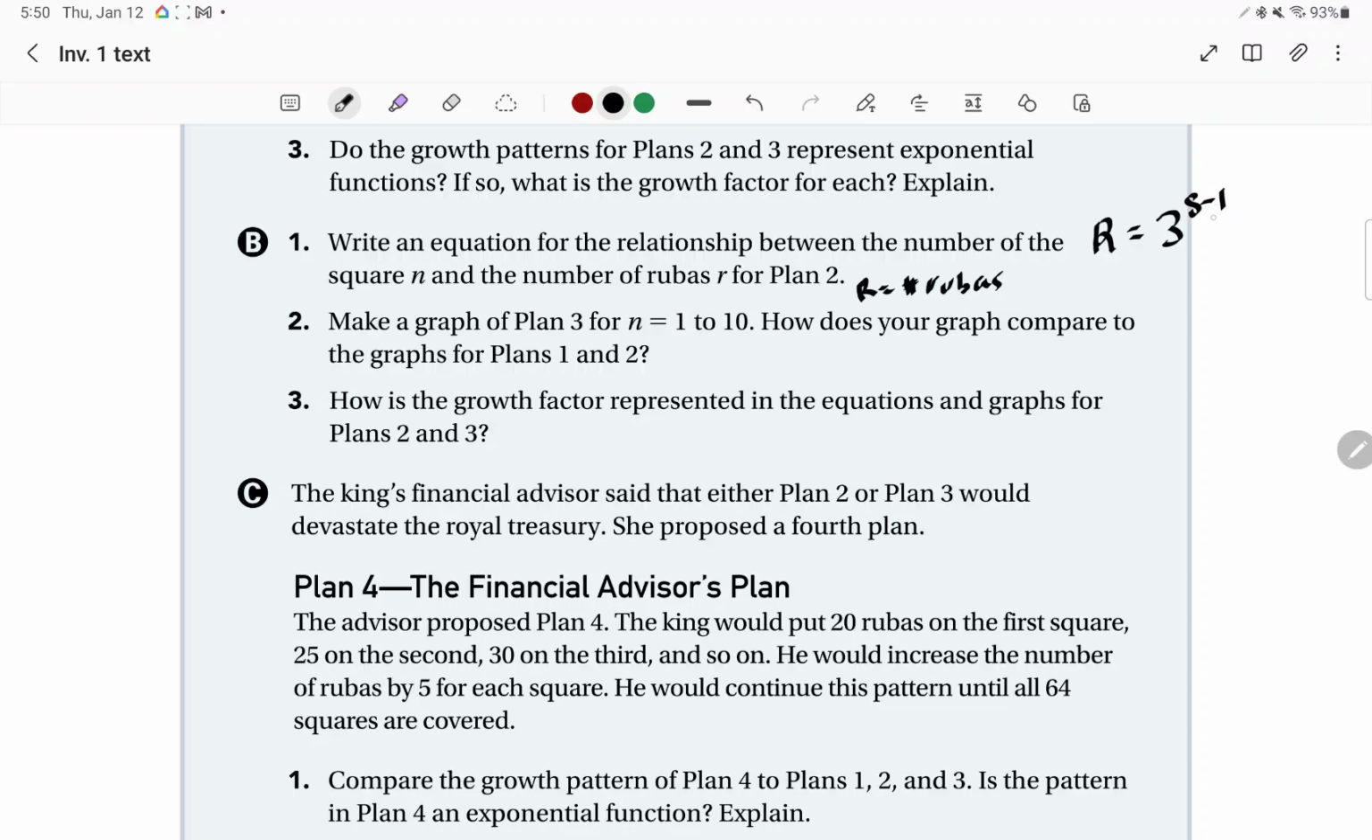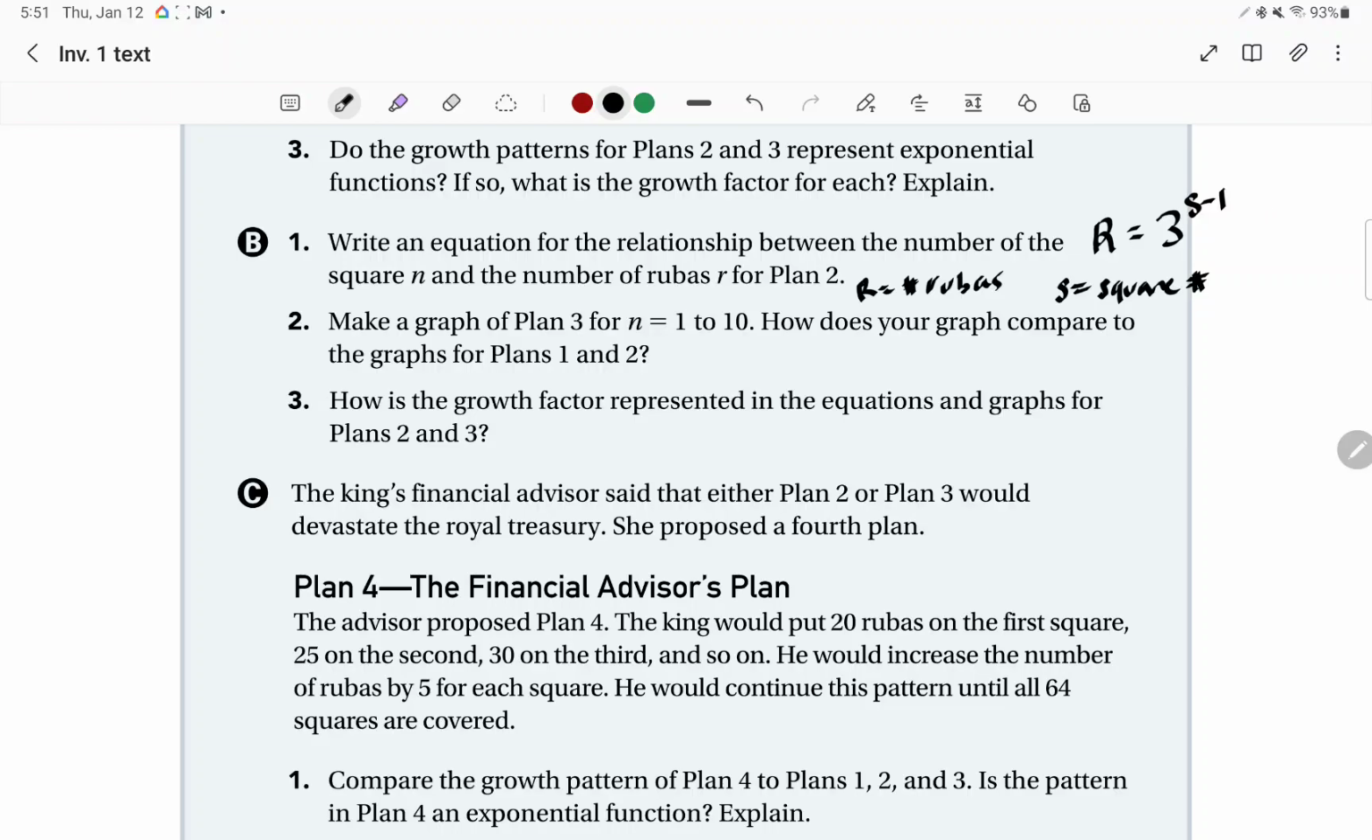And it's got to be the minus 1, because if you think about it, when you're on square 1, you want this to be equal to 1. So 1 minus 1 is 0. 3 to the 0 is going to give you 1. 3 to the first is 3. You don't start with 3. So that's why it has to be the s minus 1. And then s is the square number that you're on.